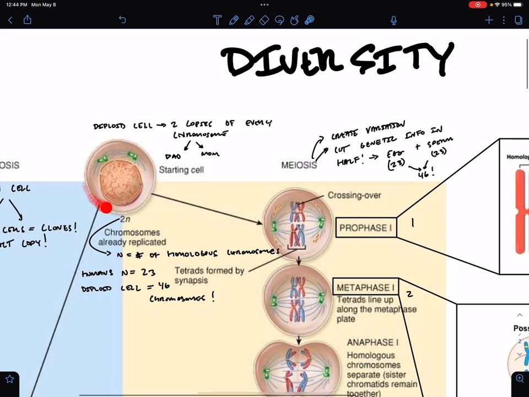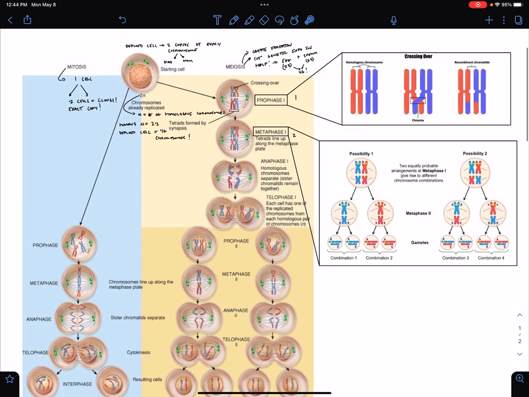If we're starting out with a cell that has 46 chromosomes, we want to end up with some cells that only have 23 chromosomes. So the whole goal of meiosis is to halve the genetic info and to create some variation along the way. Okay, so how does mitosis accomplish this goal of making 2 cells that are clones of one another, exact copies?